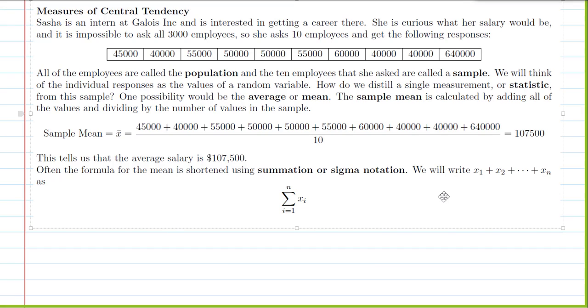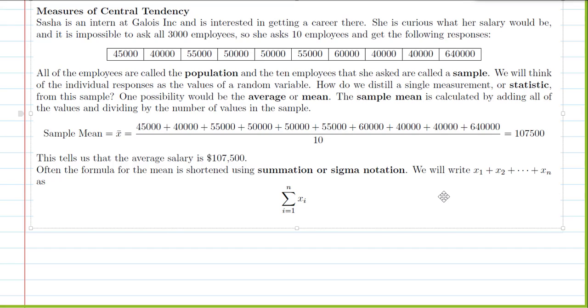Okay, so now how can we use that to talk about salaries at the company? Well, that's really the idea that we want to explore. So all of the employees at Galois Incorporated would be referred to as the population. The 10 employees that she asked are a sample of that population. We think of the individual responses as the values of a random variable. How do we distill a single measurement or statistic from this sample?